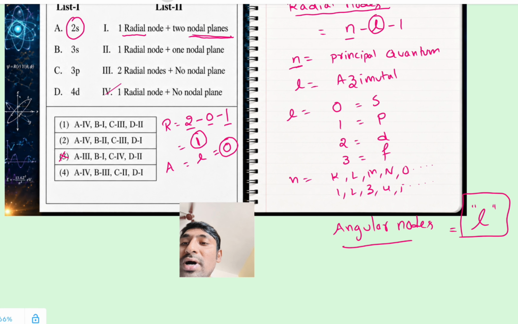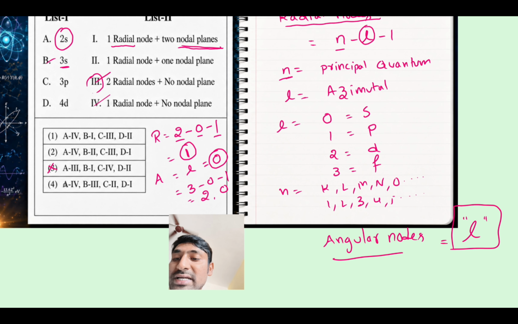Then option B. They have given 3s, so the n value is 3, the l value is 0, and minus 1. So we will get 2 radial nodes and 0 angular nodes. That means option 3 for B. Only one option is there, that is option 4. So option 4 is the answer.